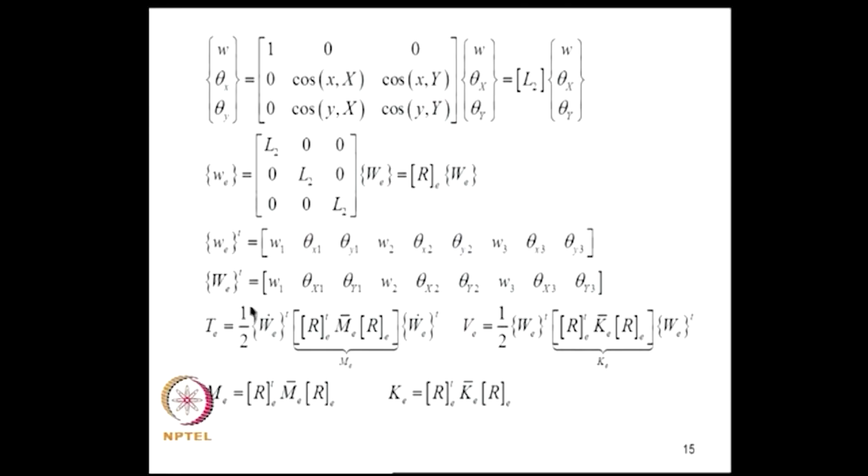So, now TE, which is the element's kinetic energy in the global coordinate system, you can deduce it to be this, where M bar E is the mass matrix in the local coordinate system. So, this is the element mass matrix, this is the element stiffness matrix in the global coordinate system.